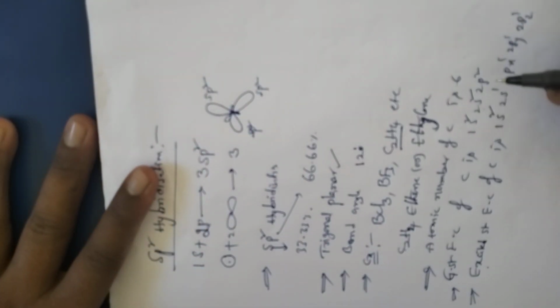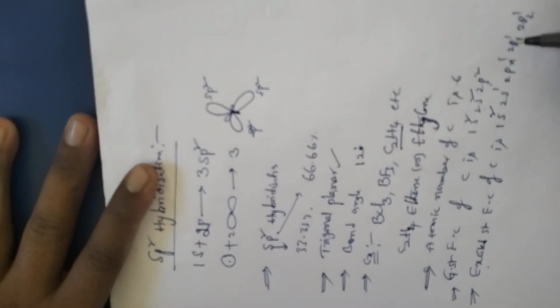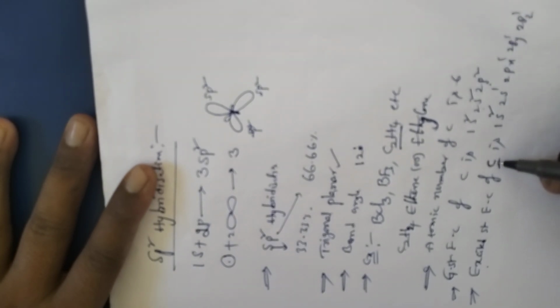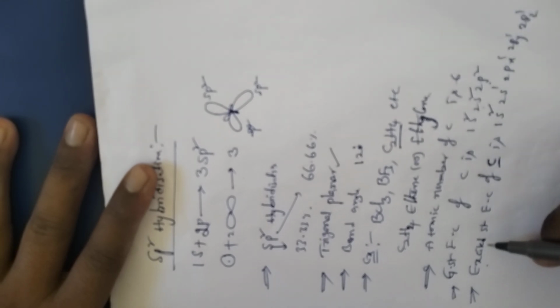The energy difference between 2s and 2p orbital is very small. One electron from the 2s orbital jumps to the 2pz orbital. That is called the excited state. The electronic configuration of carbon is 1s2, 2s1, 2px1, 2py1, 2pz1. This is the electron configuration of carbon in the excited state.